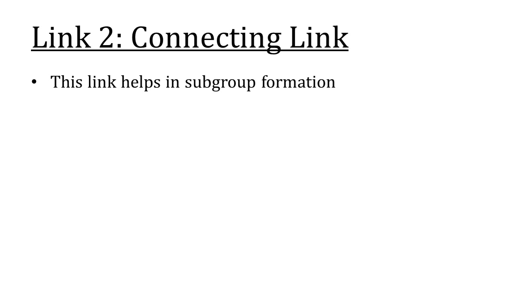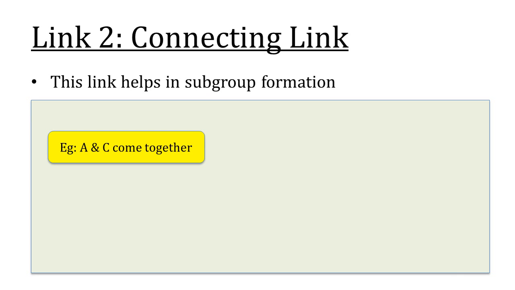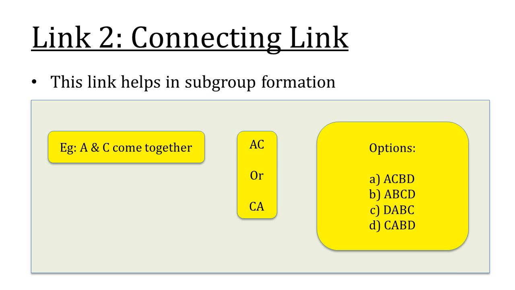The second type of link is connecting link. This link helps in subgroup formation. Let's take an example where A and C come together, which means A and C have formed a group. It's either AC or CA. Order is not an issue over here.